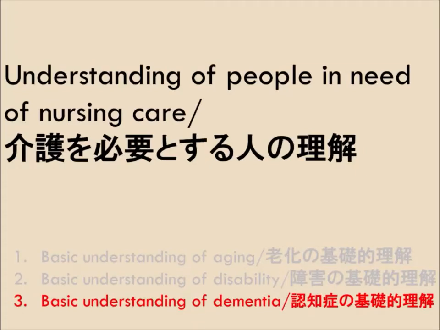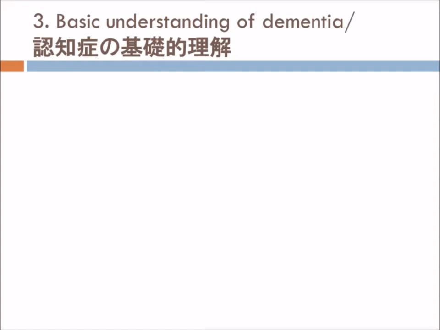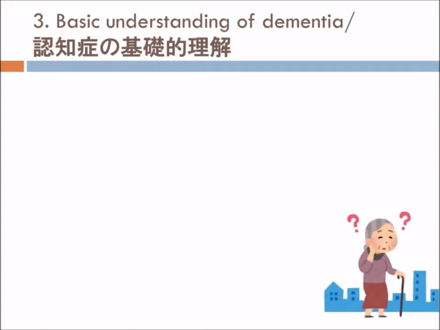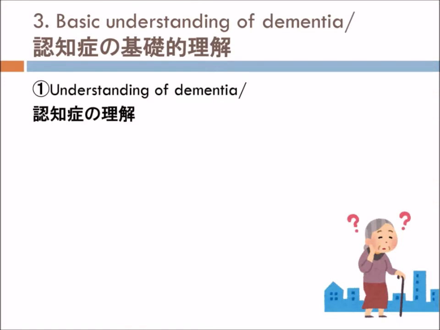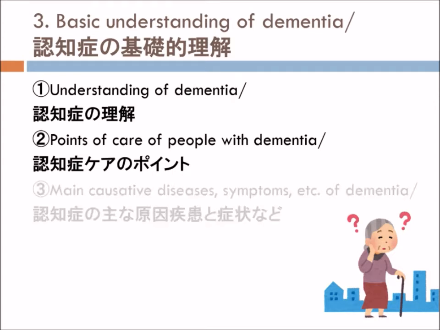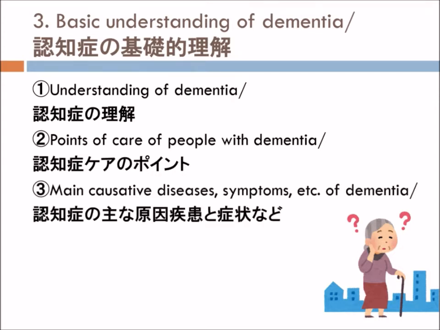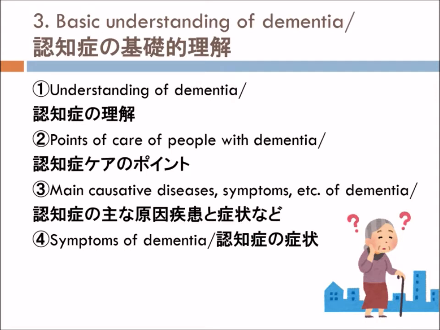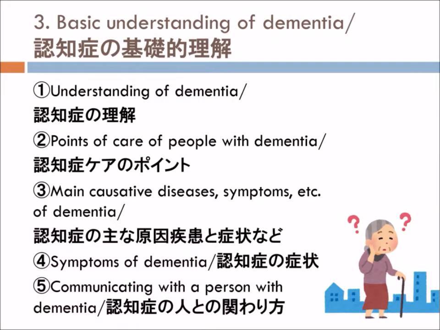Section 3. Basic Understanding of Dementia. There are 5 topics. 1. Understanding of Dementia. 2. Point of care of people with dementia. 3. Main causative diseases, symptoms, etc. of dementia. 4. Symptoms of dementia. 5. Communicating with a person with dementia.